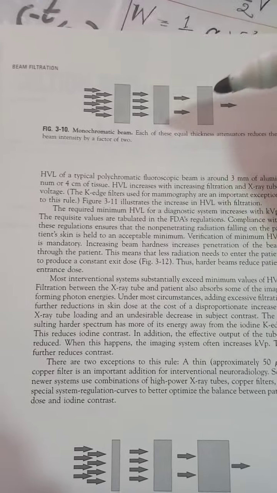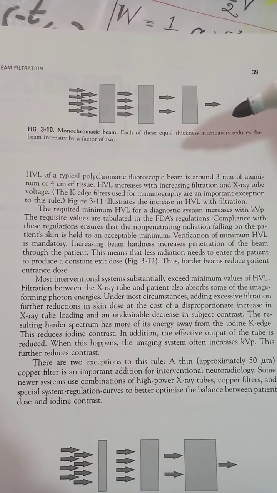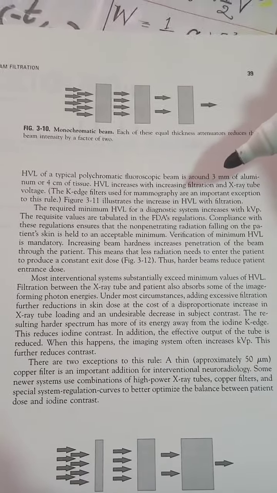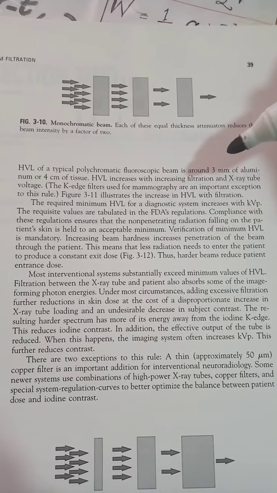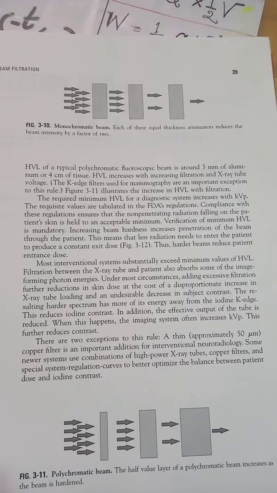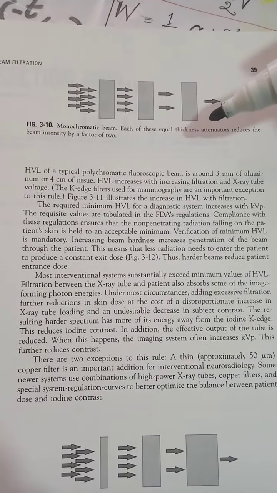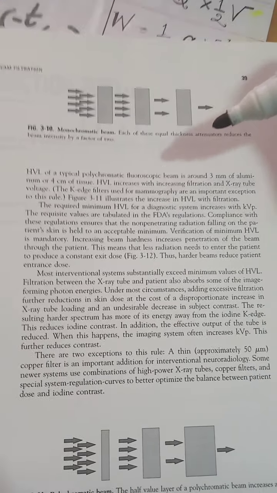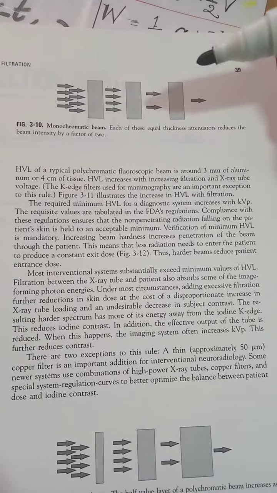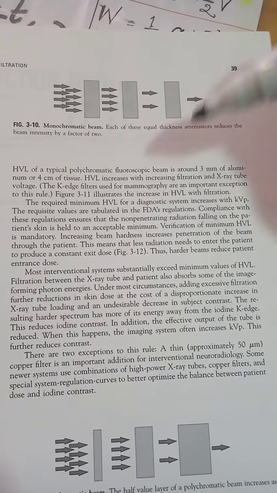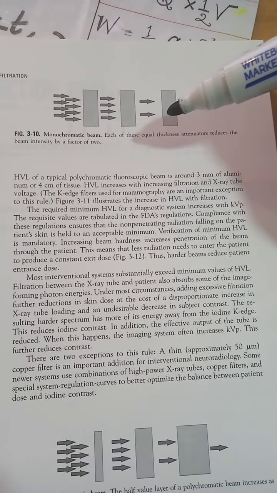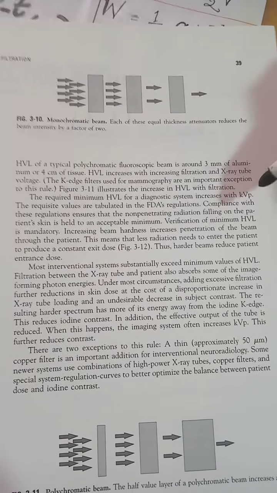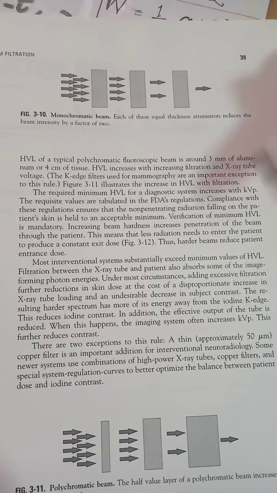The half-value layer, HVL, of a typical polychromatic fluoroscopic beam is around 3 mm of aluminium or 4 centimeters of tissue. So you can see that only 3 mm of aluminium can harden the radiation emission, whereas you'd need 4 centimeters of tissue to do that. That's quite a lot of extraneous, unwanted exposure on the bone and skin of the patient, which aluminium can take off. HVL increases with increasing filtration and X-ray tube voltage, and the required minimum for a diagnostic system increases with voltage as well. Obviously more voltage means more scattering, and you need more aluminium to absorb it.